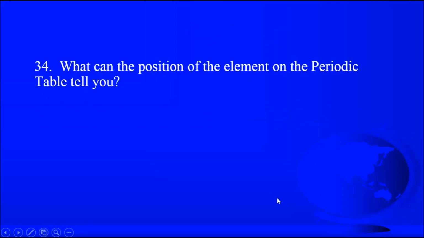What can the position of the element on the periodic table tell you? How reactive the element is. Alkali metals, I'm going to stay away from. Alkaline earth metals, I'm going to respect. Halogens, I'm going to be very afraid of and run away from. Noble gases, with the exception of radon, which is radioactive, I am not going to be as concerned about, because it's a noble gas. It's not going to react with anything.